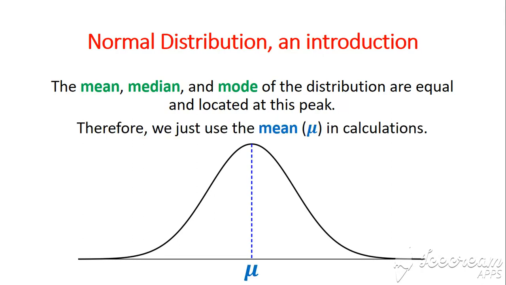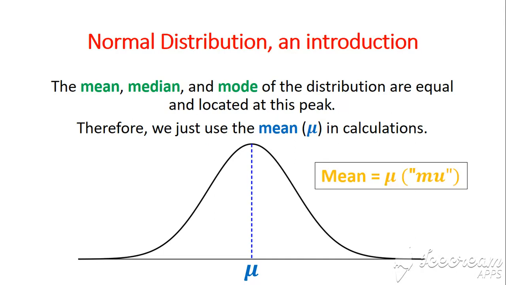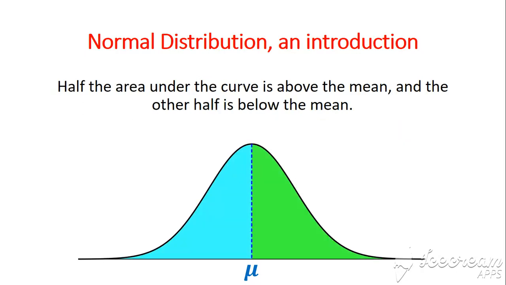Now, because of this, we're just going to use the mean in calculations. Now, the mean has this funny looking symbol, looks a bit like a U actually, but it is an M, and it is the Greek letter mu. Right, now half the area under the curve is above the mean and the other half is below the mean.